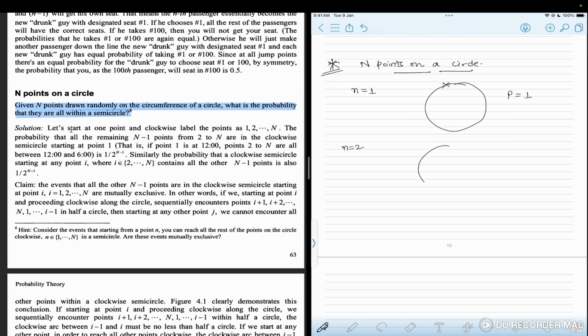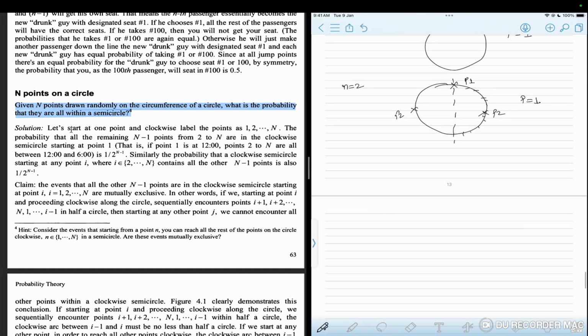When n is equal to 2, let me draw the circle again. So when n is equal to 2, let's say I put my first point P1 here, and there are two semicircles possible. Now, no matter where I choose my P2 to be, either here or here, we will always be able to find a semicircle in which we find both the points. If we choose P2 here, this is a semicircle where we'll find both the points. If we choose P2 here, then the left semicircle would be where we'll find both the points. So again, the probability would be 1.